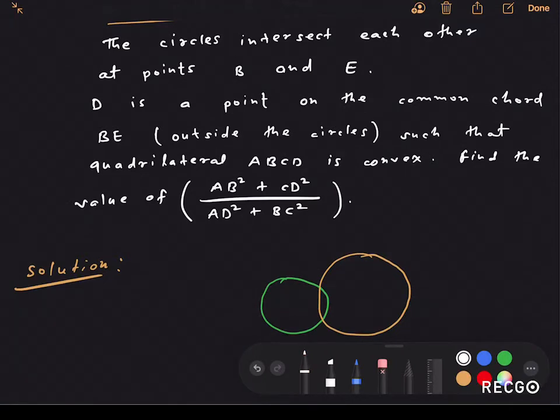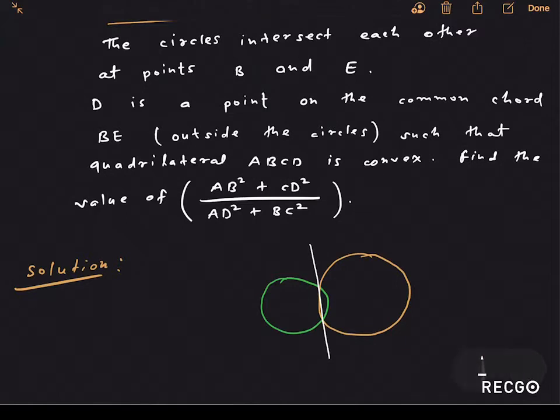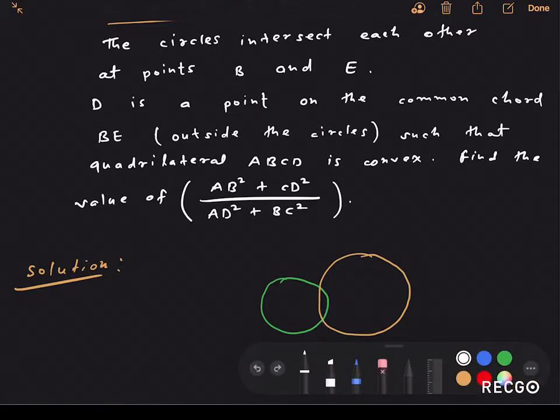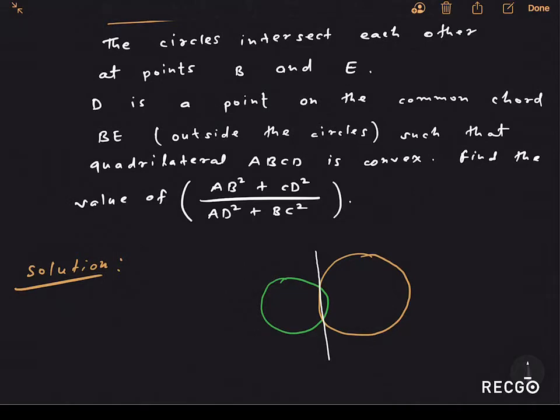Let's say that the center of the green circle is... this looks slightly imperfect, so let me retry, and if possible I'll try to draw a better common chord. Okay, nonetheless, this is just for the sake of understanding. So let's say that this is the common chord, and let's say that the green circle is S1 and the yellow circle is S2. So the center of the circle S1, as given in the question, is A, and the center of the circle S2, as given in the question, is C.